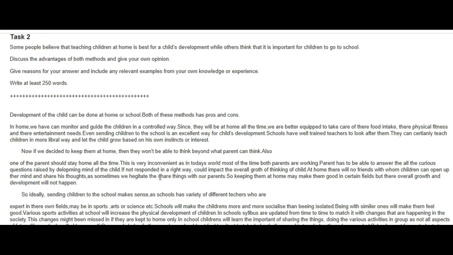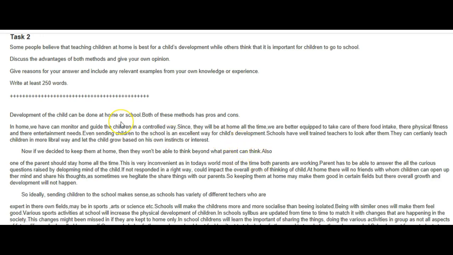Let's also talk about the grammar. If we decided to keep children at home, okay, it's a brand new paragraph, so it's not bad to say who you're referring to. So now if we decide to keep children at home, then they wouldn't, grammatically this is correct, and even better than wouldn't would be would not, because the academic essay is somewhat formal, so try to avoid contractions and instead write the whole word out. So they would not be able to think beyond what their parents could think.